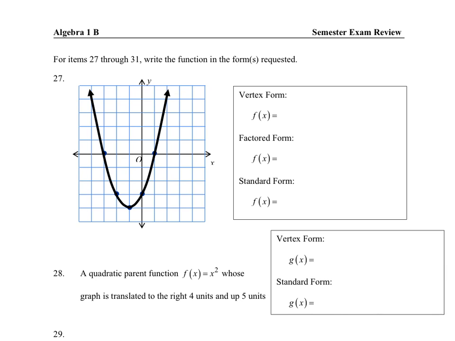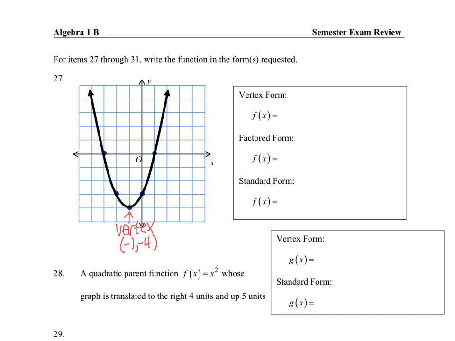For items 27 through 31, we're going to write the function in the forms requested. So we have vertex form, factored form, and standard form, and we're given a graph in 27. Let's first look at vertex form. The vertex is the point at which my graph stops decreasing and begins to increase. So my vertex is right here at -1, -4.